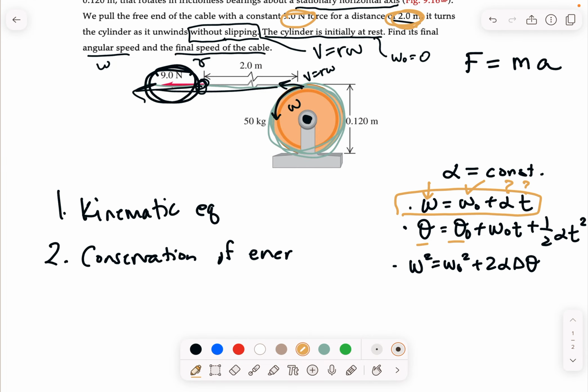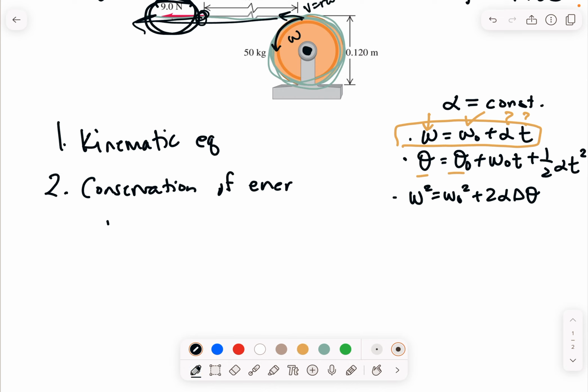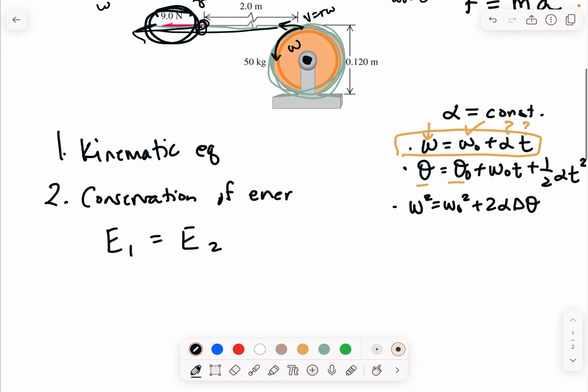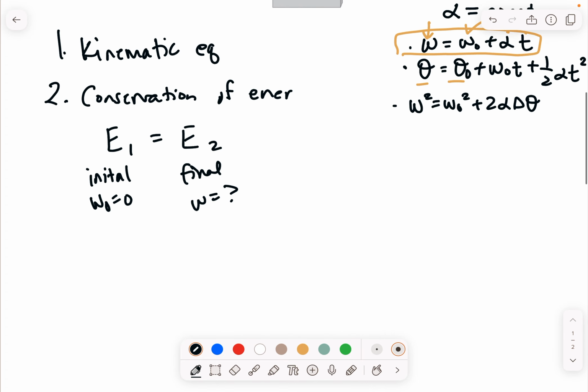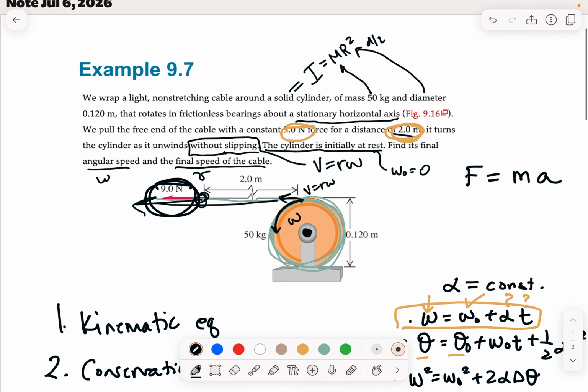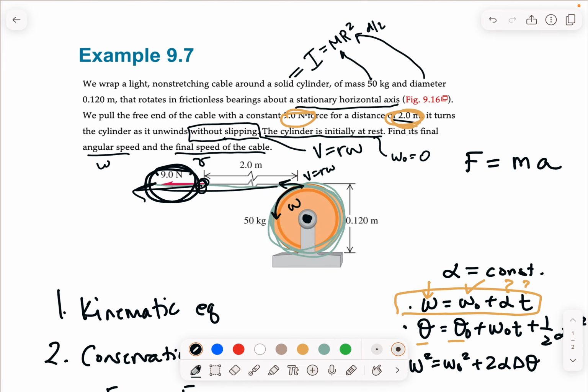So conservation of energy. Total mechanical energy is conserved, right? And so we have two time points that we are interested in. Our initial one, where we know omega naught is 0. And then our final one, which is what we're looking for, that omega, right? And what we have here is a mention of a force, don't we? A force over a distance. Does that sound familiar to you? That is work, right? A force times a distance is work.